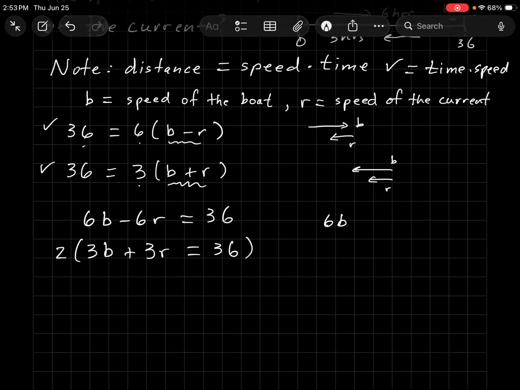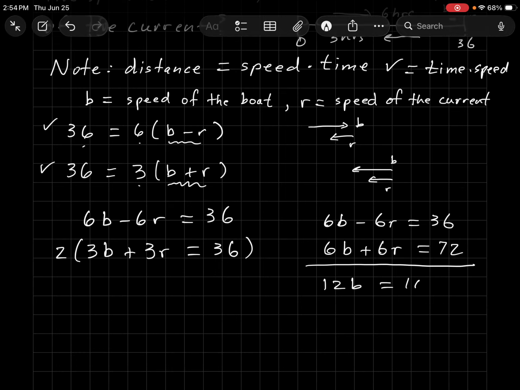So I'll rewrite the top row. 6b minus 6r equals 36. And the bottom row, I get 6b plus 6r equals 72. When I add those together, I get 12b equals 108. Or the speed of the boat B equals 9, and I didn't put units, but kilometers per hour, or whatever it happens to be.